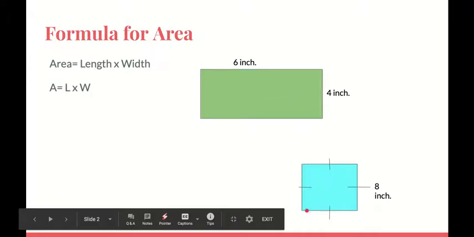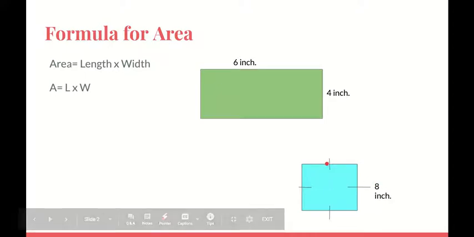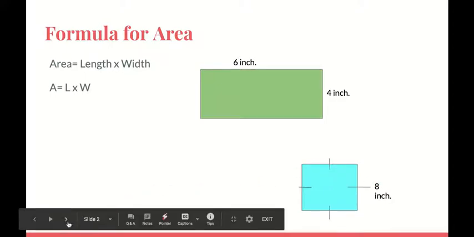Here, this is a square. We know it's a square because the lines tell us that all the sides are equal. So each side is 8. So 8 times 8 is going to give us 64. This is a review from last week.